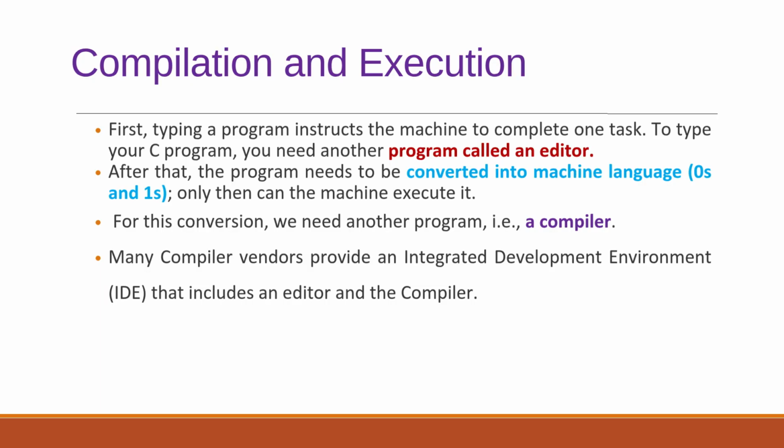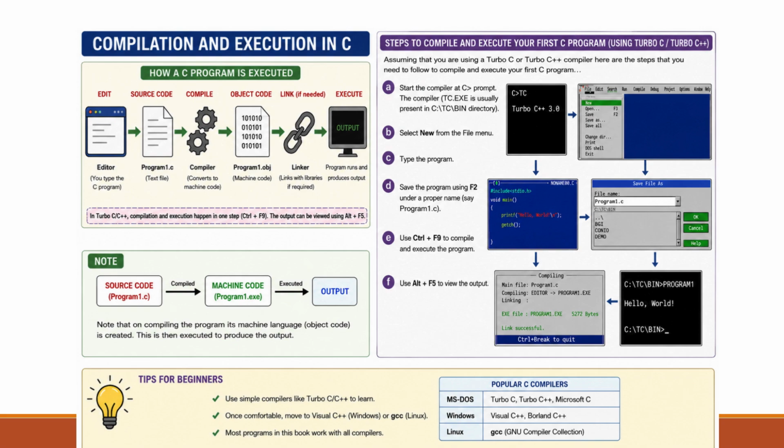Many compiler vendors provide an integrated development environment, IDE, that includes an editor and the compiler. Let's discuss the program's execution steps. First, type the program in the editor and save it with a C extension. Here, C is an extension of a file that specifies the file type to the compiler. Then the compiler converts it into machine code, and the linker will link with libraries, such as header files if required. After that, program runs and produces output.